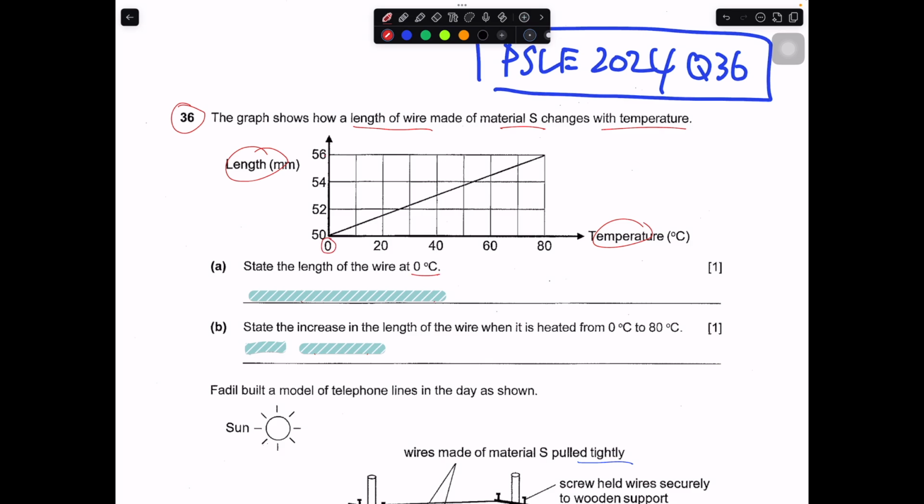So at 0 degrees, this is the length. Over here, this is the length. So it should be 50. Don't forget the unit, mm. Okay, this part is quite important. Don't forget the unit. Without units, marks will be deducted.